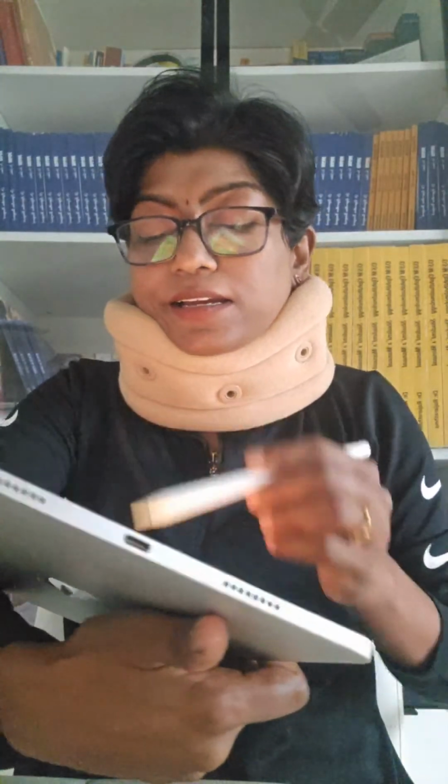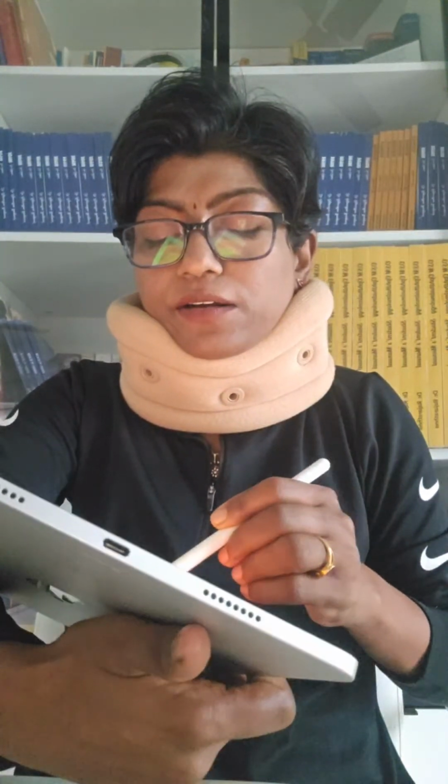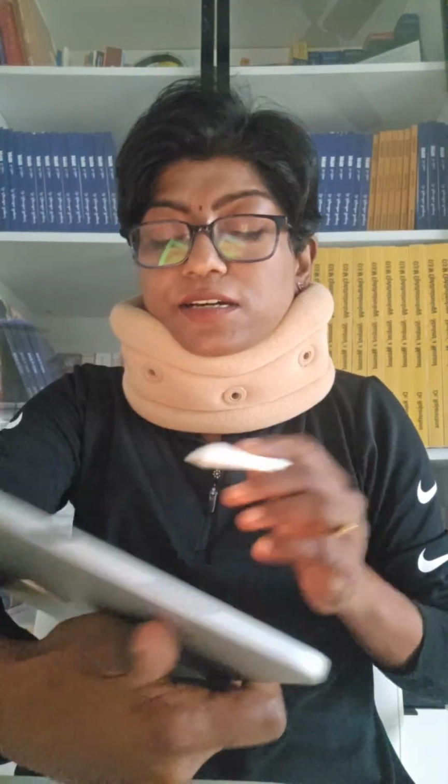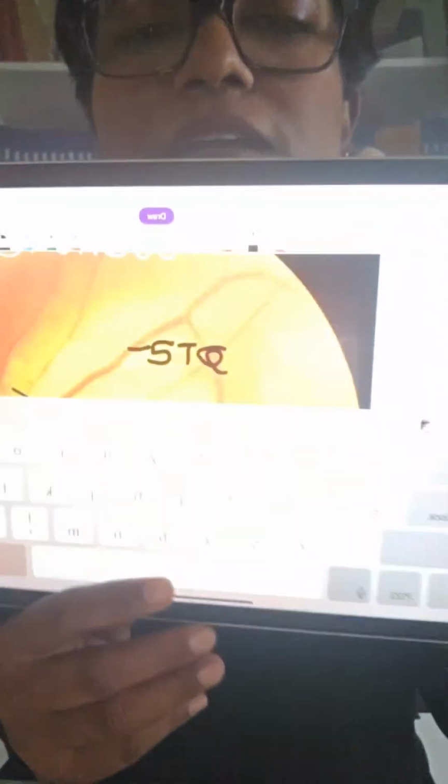Do you understand? See, not the macula, the entire area. What I meant to say is the fovea and the foveola. So foveola is just here. See, the foveola is spared in, oh God, sorry guys.